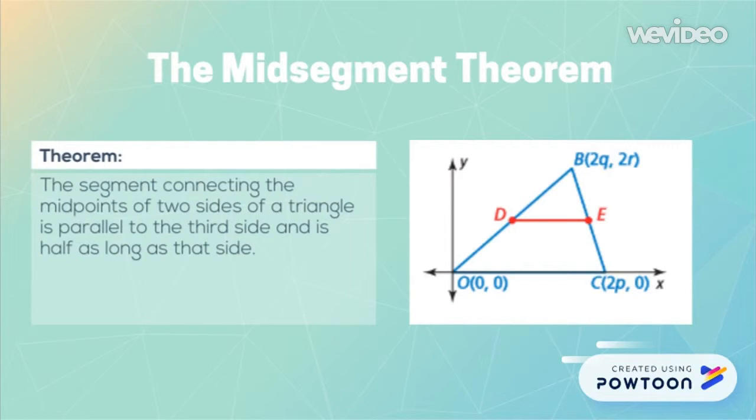On the right, the mid-segment DE in that triangle is parallel to OC, the side that is not touching, point D being the midpoint of segment OB and point E being the midpoint of segment BC.